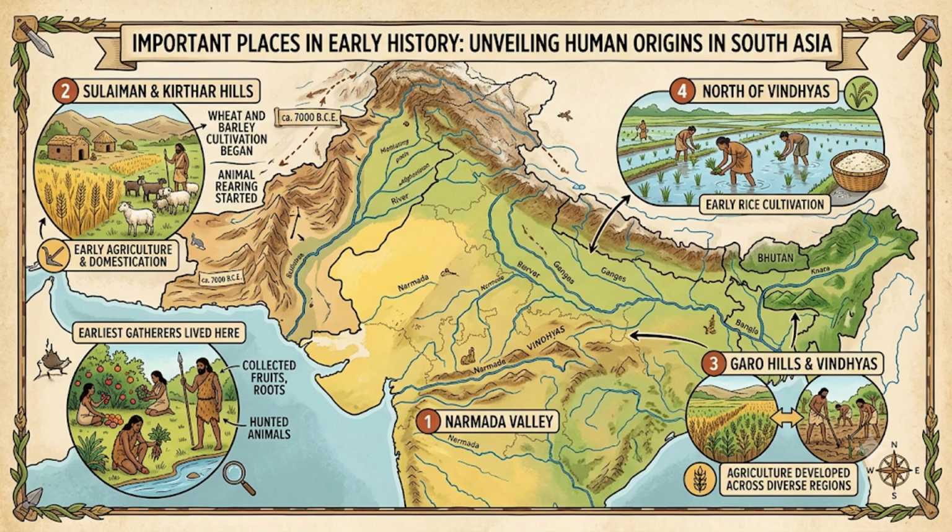In the Suleiman and Kirthar hills, people began growing wheat and barley around 8,000 years ago. They also started rearing animals such as sheep, goats, and cattle. Agriculture later developed in the Garo hills and the Vindhya region. The areas north of the Vindhyas became important for early rice cultivation.